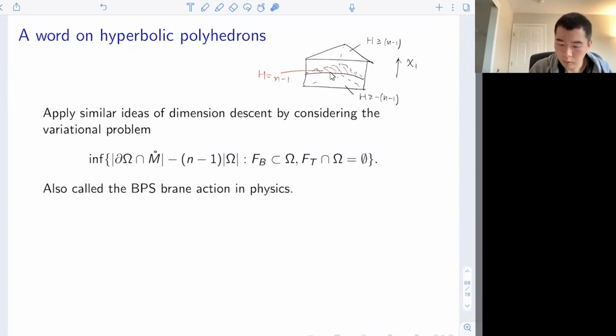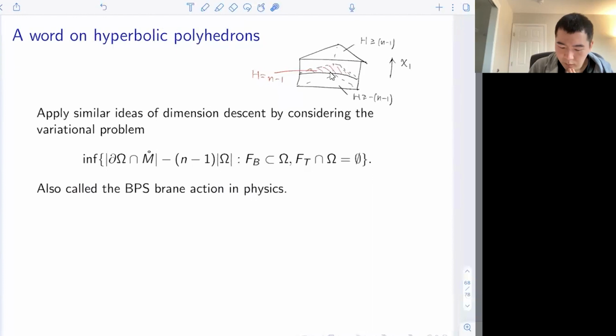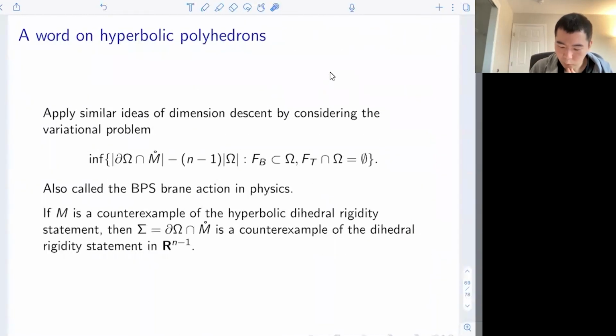And by some computation, with the dimension reduction argument, the separating surface you find in this way will violate the dihedral rigidity theorem for the Euclidean model, modeled on a triangle in this picture. So this is roughly speaking how the variational approach works here. Maybe before I move on, any questions so far?